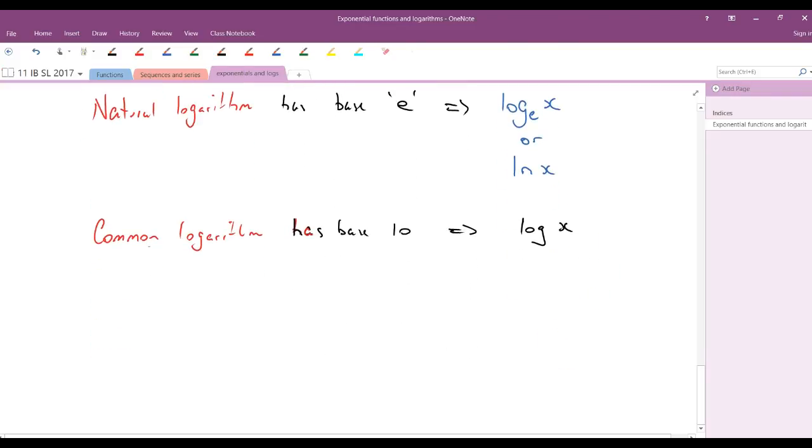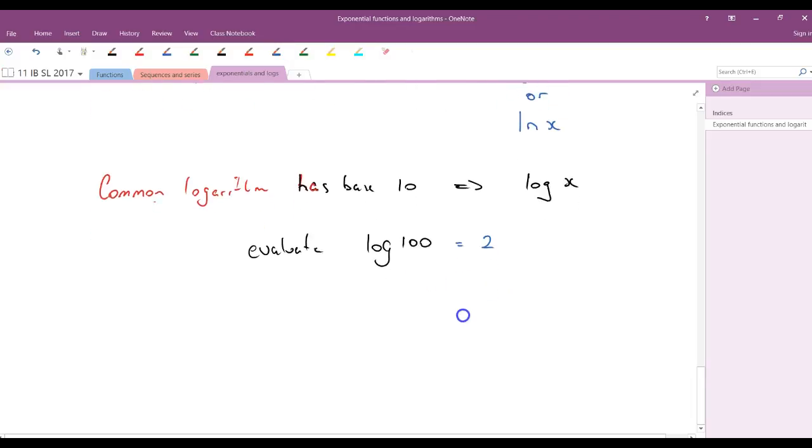So if we see evaluate log 100, then we assume a default value of 10 here with nothing written there. It's a bit like with a square root. If there's nothing there, we assume square root. Same sort of concept here. So log 100, this is a 10, and we raise it to the power of 2 to get 100, so that would evaluate that common logarithm.